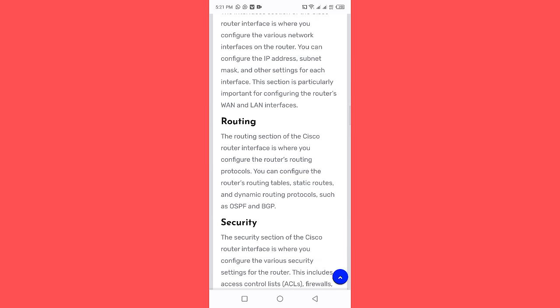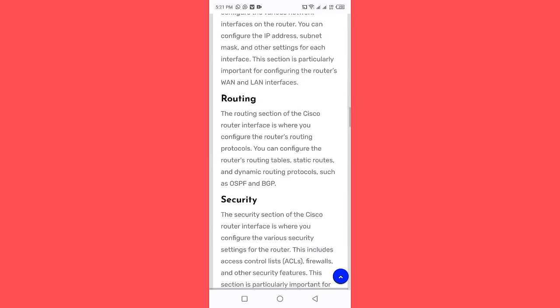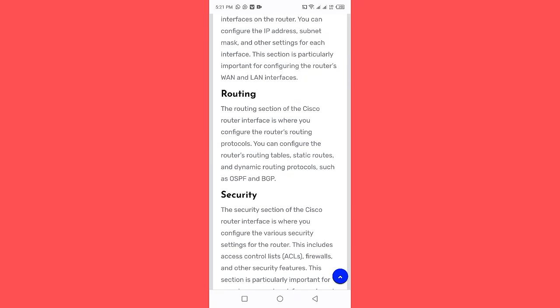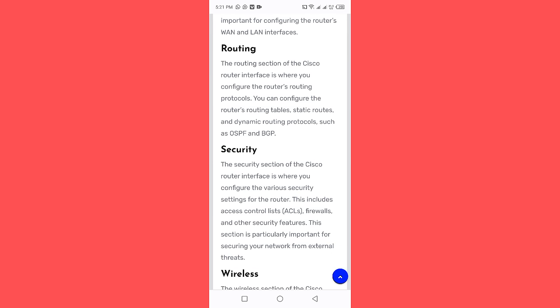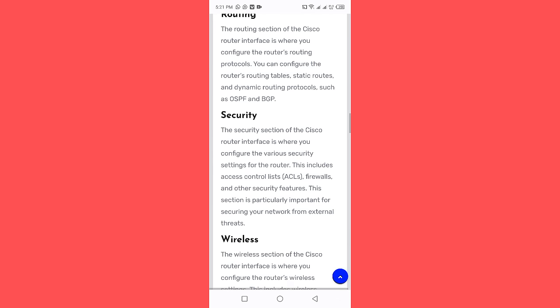interfaces. Routing. The routing section of the Cisco router interface is where you configure the router's routing protocols. You can configure the router's routing tables, static routes, and dynamic routing protocols such as OSPF and BGP.